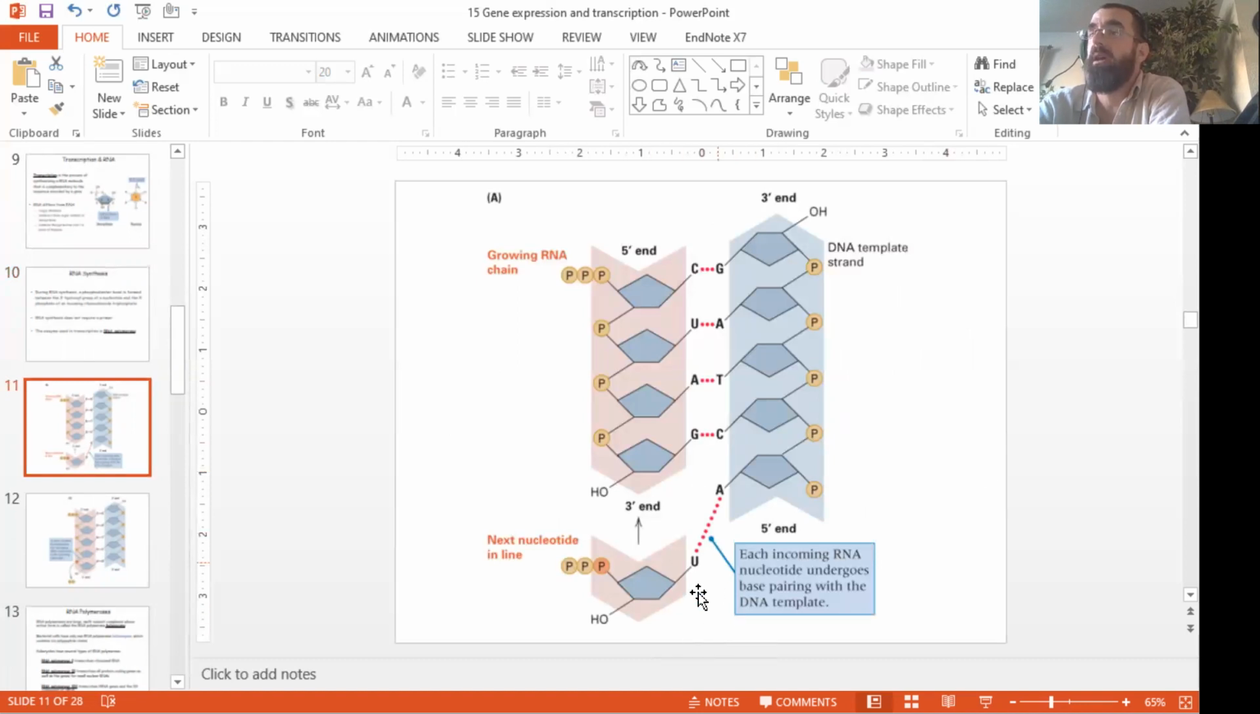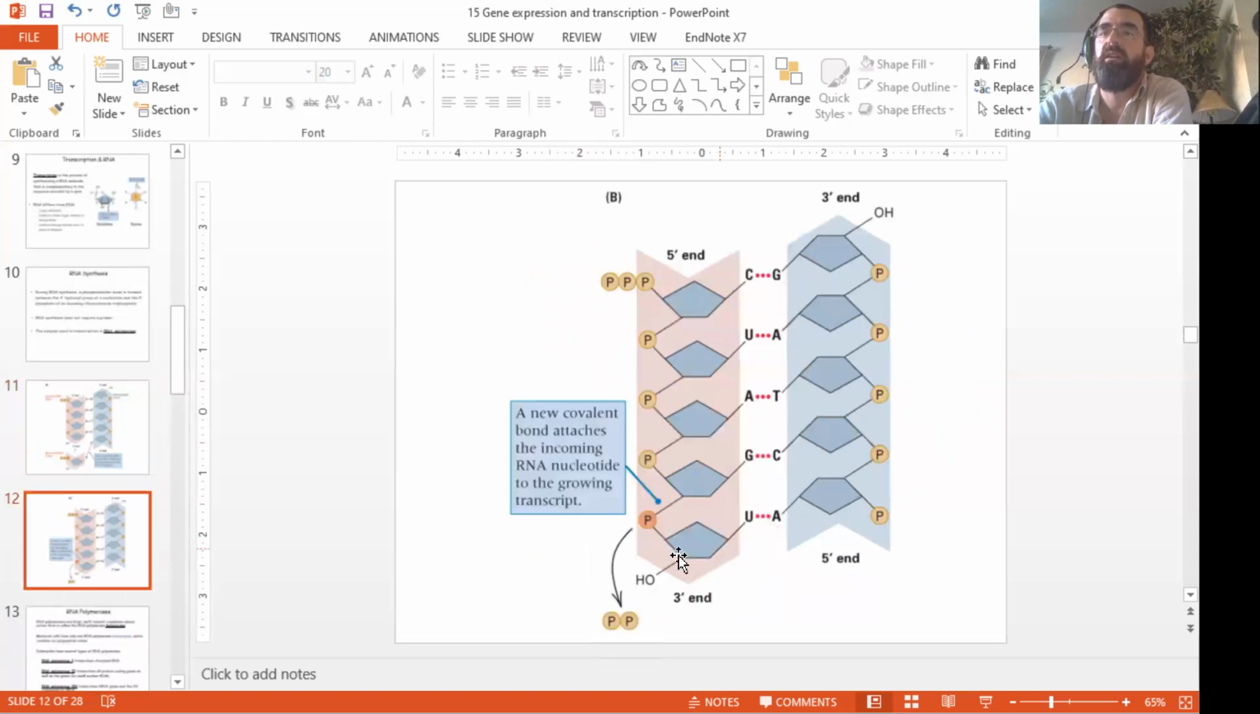We have the same base pairing deal. In this case, a U will pair with an A rather than a T pairing with an A, but otherwise it's the same. And that nucleotide will get added onto the 3' end, and we'll use the energy in those phosphate groups to make that phosphodiester bond between the existing sugar and the new phosphate group.